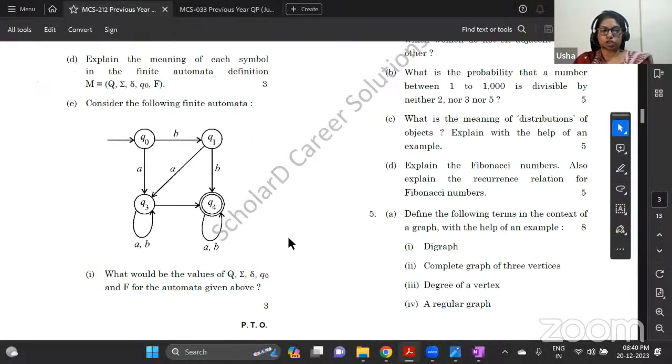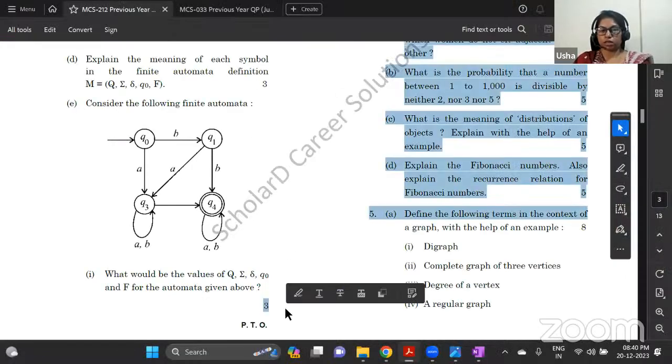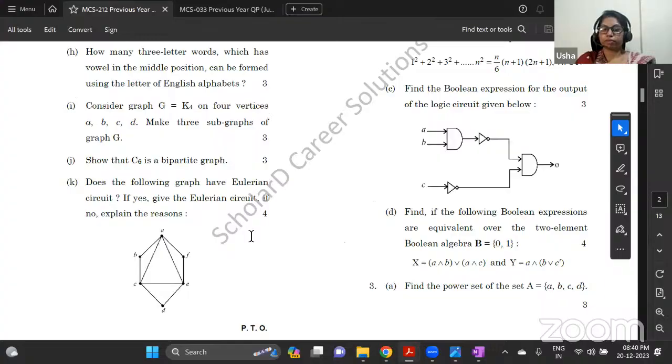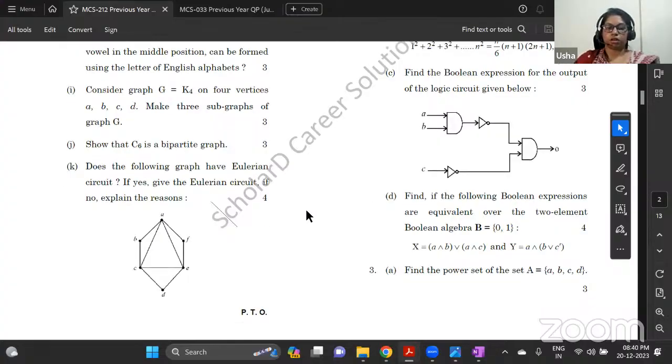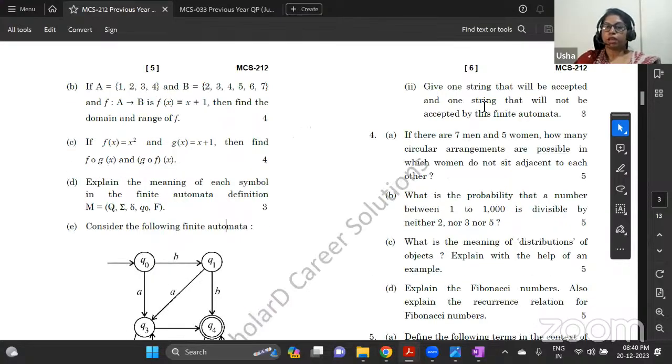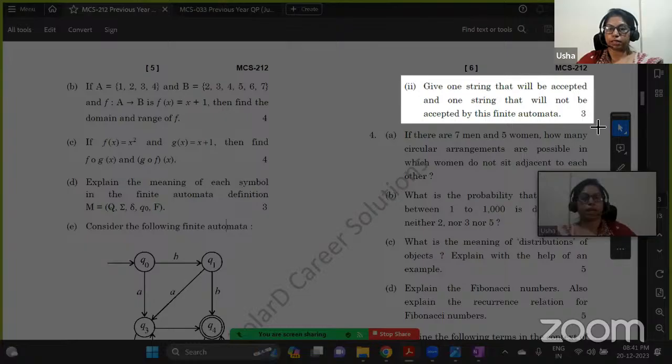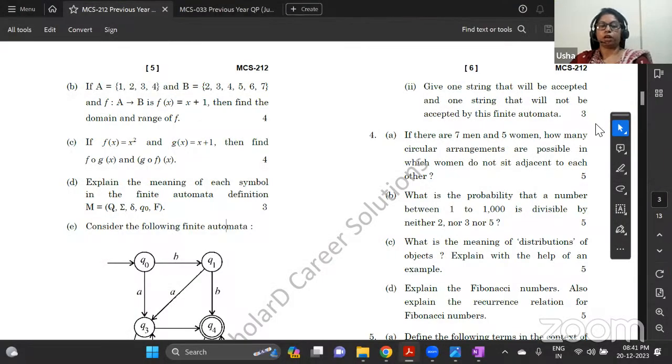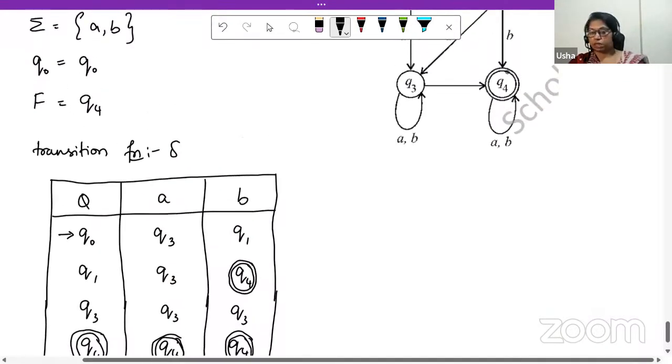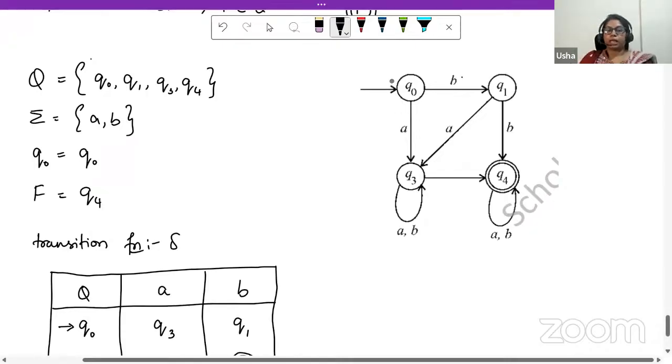So to write this much, you will get 3 marks. Okay. We have another question. That is, give one string that will be accepted and one string that will be rejected by this finite automata. Now you have to understand the meaning of this finite automata. See, the initial state is Q naught. From Q naught, if I give A in the beginning, okay.